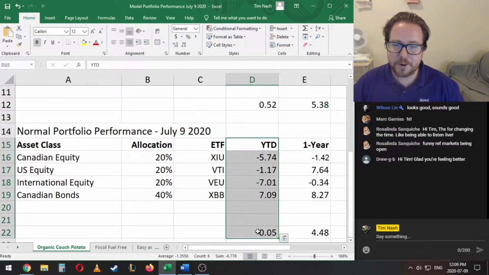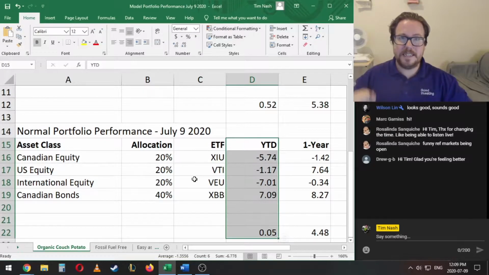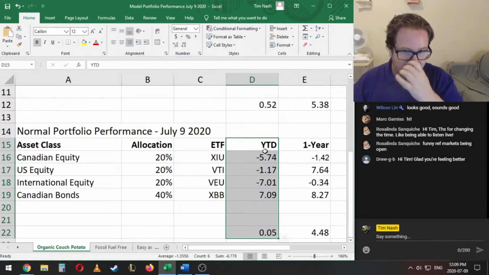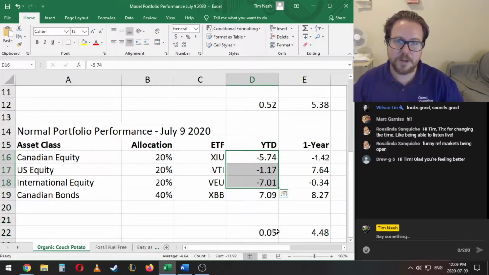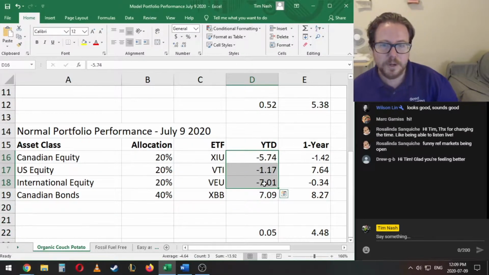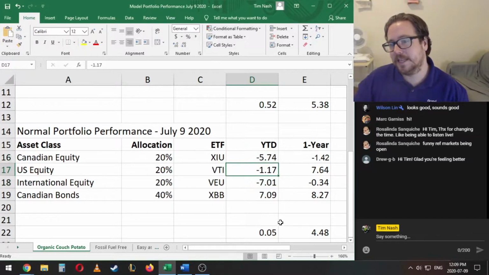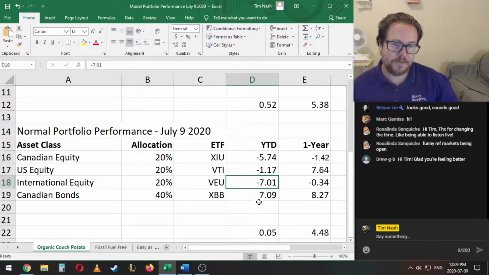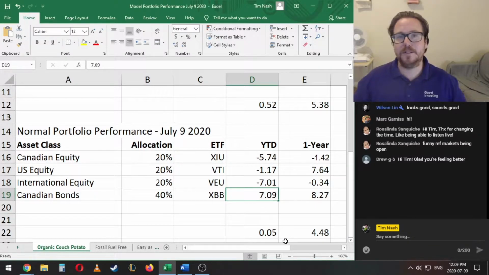If we look at the performance year to date, so this is going to be since January 1st, so this is like so far in 2020, you can see that all of the stocks on the standard benchmarks are down. US the least amount. From there, Canadian, and then the rest of the world is down a fair bit. But you can see that bonds have actually done quite well during this environment.